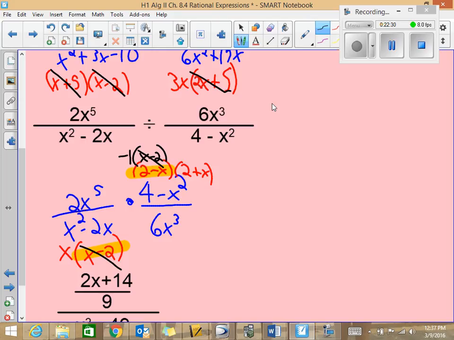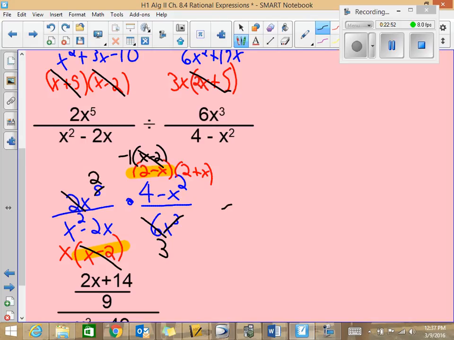And now, Lily, you were talking about... So 2 goes into 6 how many times? 3. And x to the 5th and x to the 3rd. Can't the x's just cancel? Yeah, and then cancel out x with 2. Yep.